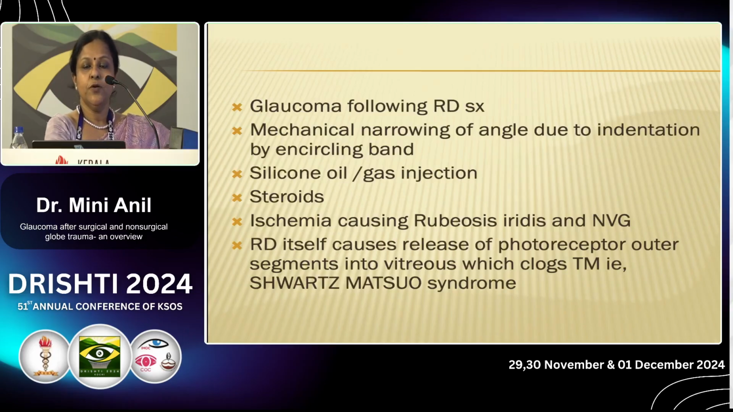Glaucoma following retinal detachment surgery can be due to mechanical narrowing of the angle due to indentation by the encircling band, can be caused by silicone oil or gas injection, and steroids, or ischemia causing rubeosis iridis and neovascular glaucoma. Then retinal detachment itself causes release of photoreceptor outer segments into the vitreous, which clog the trabecular meshwork, that is Schwartz-Matsuo syndrome.